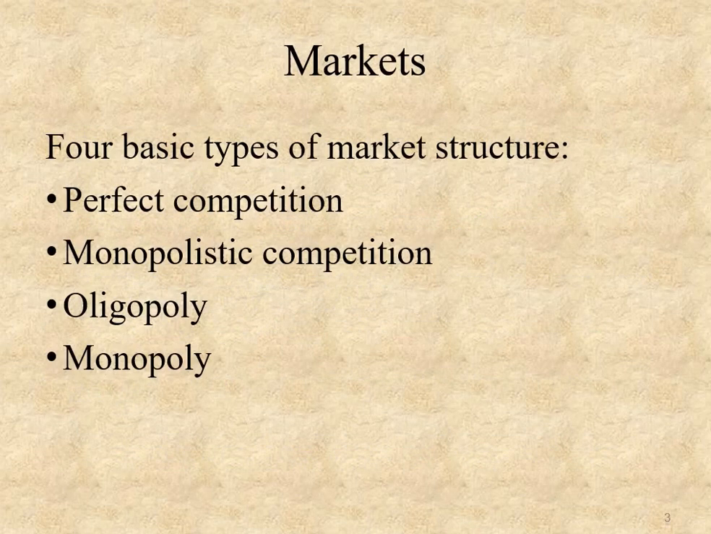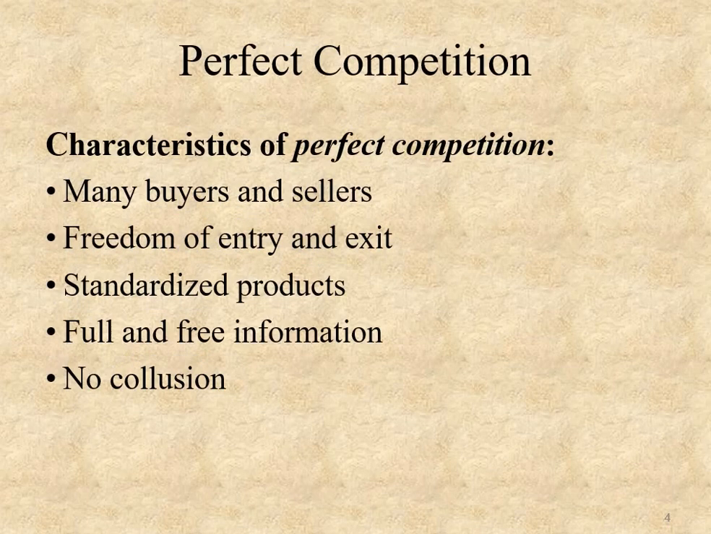There are 4 basic types of market structure: perfect competition, monopolistic competition, oligopoly, and monopoly. And we'll be discussing each of these types of market structure in turn. First, perfect competition. The characteristics of perfect competition include many buyers and sellers, freedom of entry and exit, or relative freedom of entry and exit, standardized products, full and free information, and no collusion.